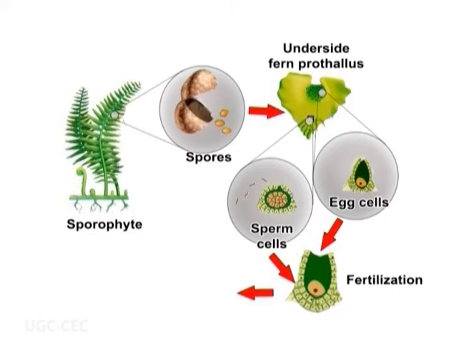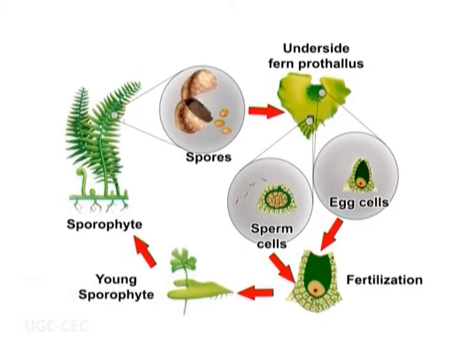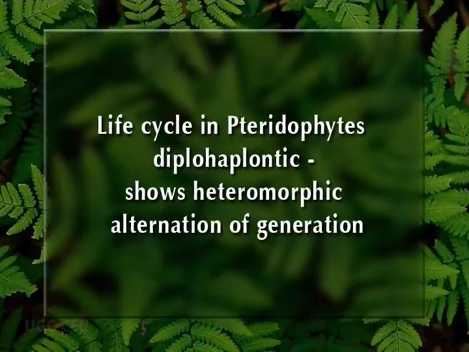The embryo now grows by means of mitosis into a sporophyte. This sporophyte will be a diploid phase. Therefore, we can say the life cycle in pteridophytes is diplohaplontic. It means that the life cycle shows a heteromorphic alternation of generations between, on one side, the diploid sporophyte and, on the other side, the haploid gametophyte, which are independent of each other.